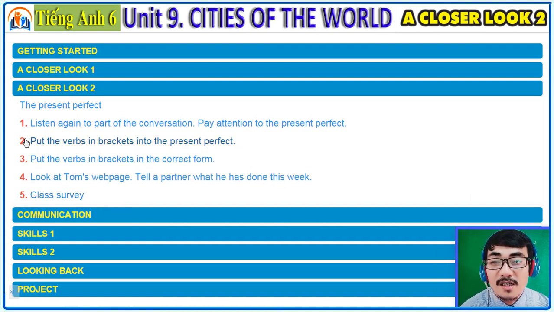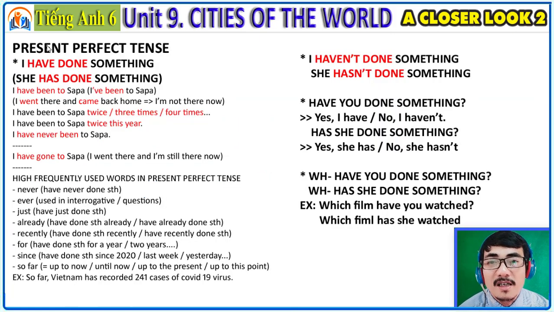So here are 5 activities, and before we start, let's take a look at the present perfect, and I will help you to know more about this tense. I will give you some more examples. First, I have done something, or she has done something. Remember, I, you, we, they have done. And she, he, my, Hoa, Peter has done something. Okay? Example, I have been to Sapa.